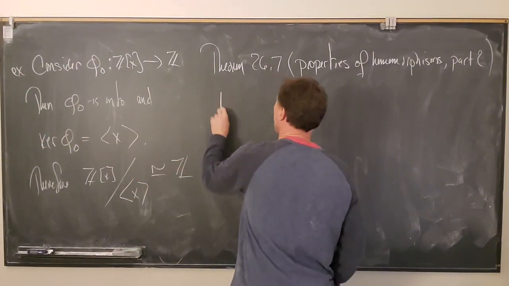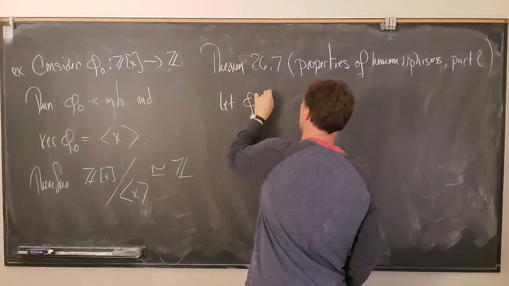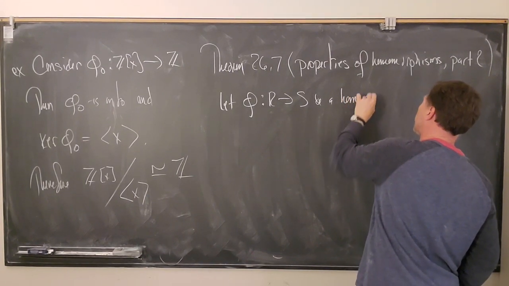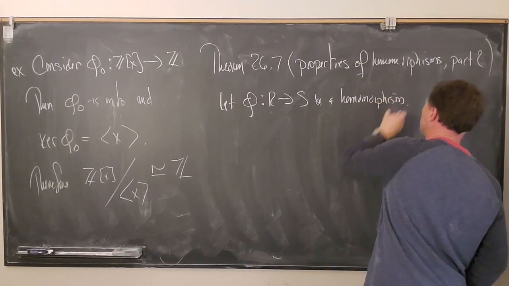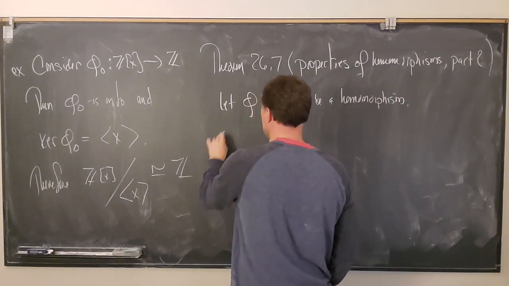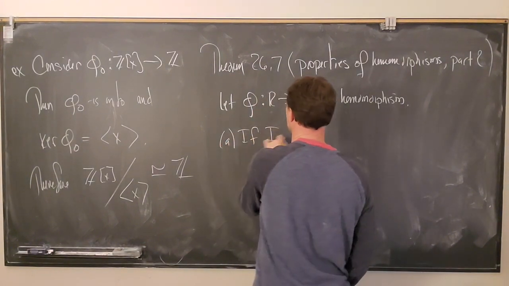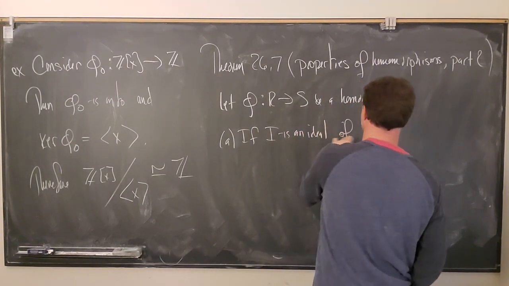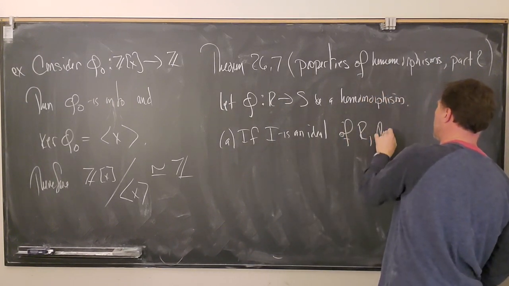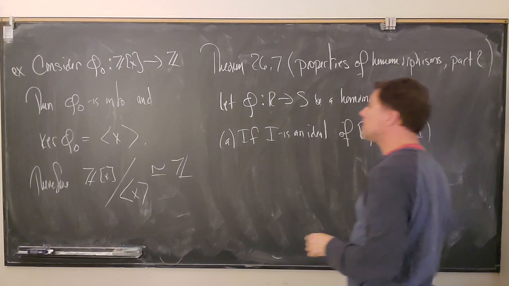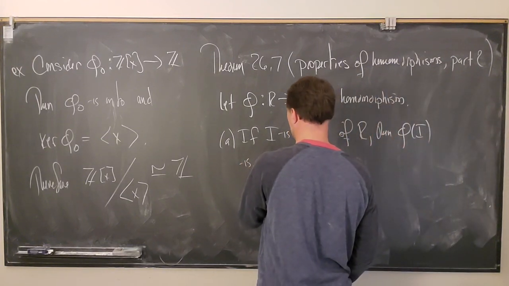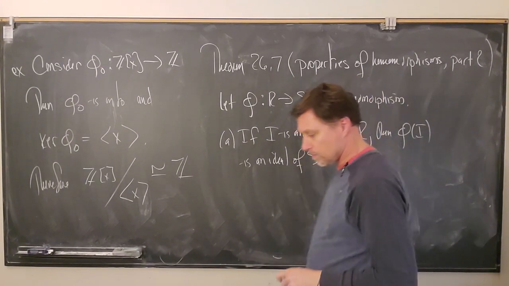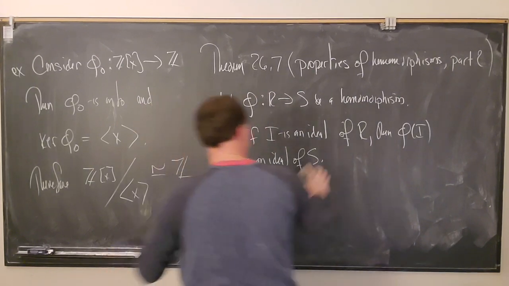Let phi from R to S be a homomorphism. Two parts of this. If I is an ideal of R, then the image phi of I is an ideal of, sorry, not of S, of the image phi of R.